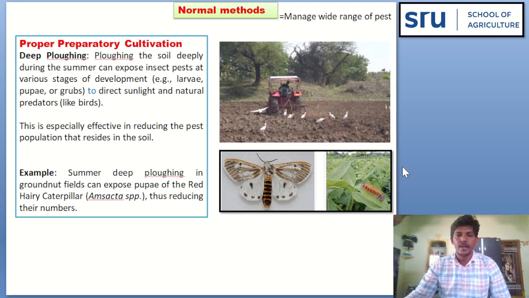See here, for example, deep summer ploughing in the groundnut field can expose pupae of the red hairy caterpillar and reduce their population in coming days. So this proper preparatory cultivation, that is deep summer ploughing, not only manages the red hairy caterpillar, it can also manage various pests which are residing in the soil. Therefore, it falls under normal method.